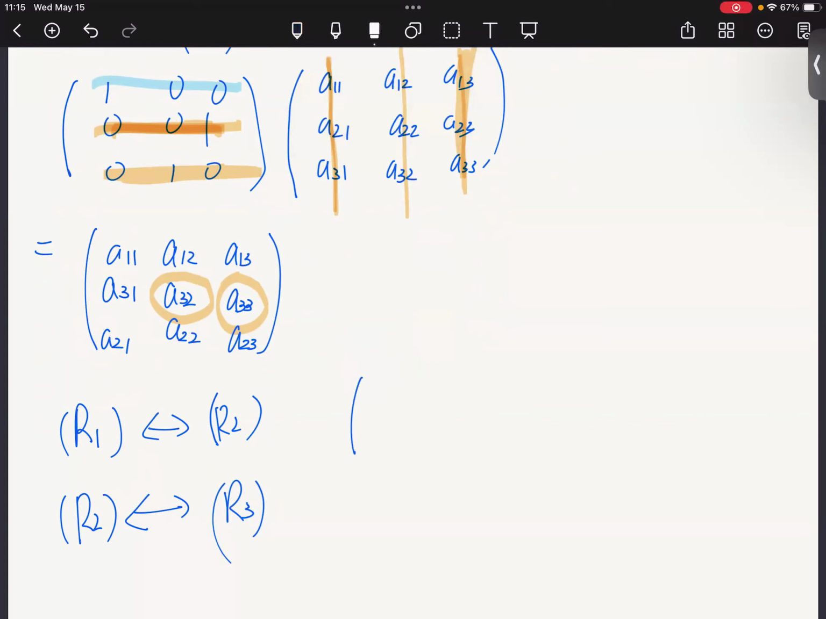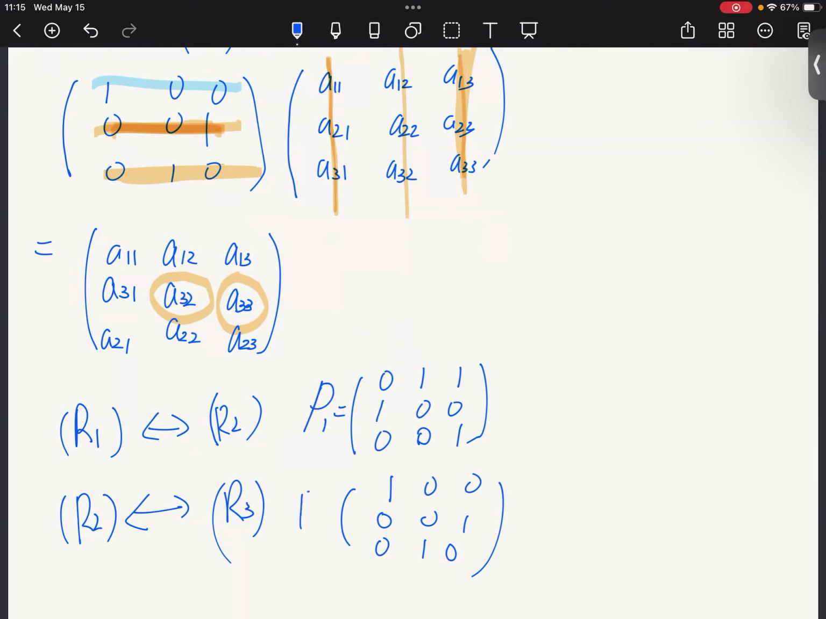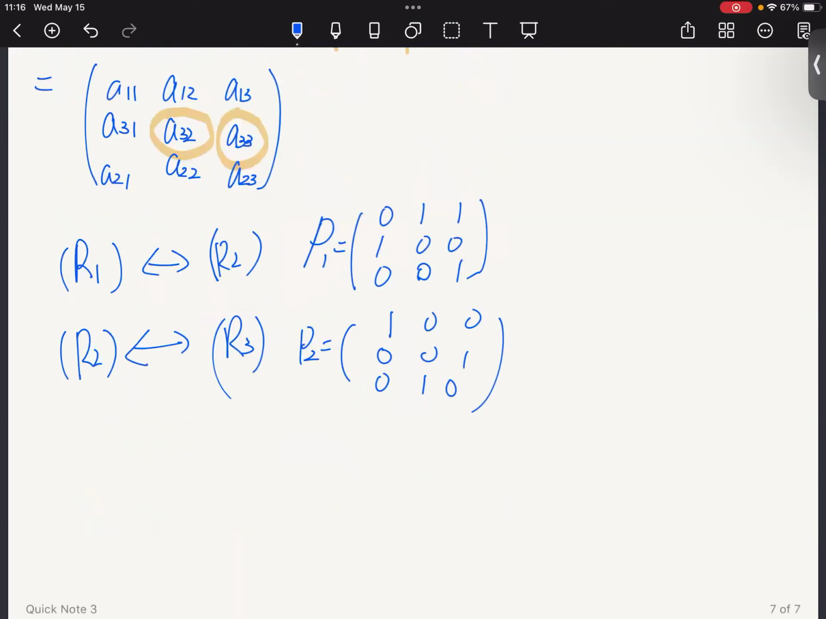The row 1, row 2. This is row 2, this is row 1, and this is the rotation matrix. Then you will have row 2 exchanged with row 3, and this is the one. So let's say this is the permutation at the first round, and this is the permutation at the second round. And these are all the permutations you need for that Gaussian elimination.